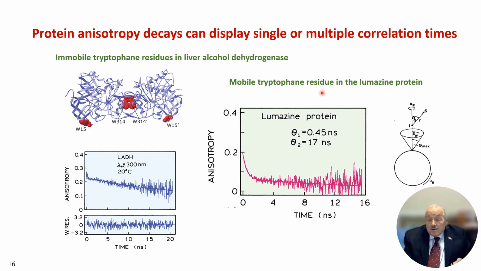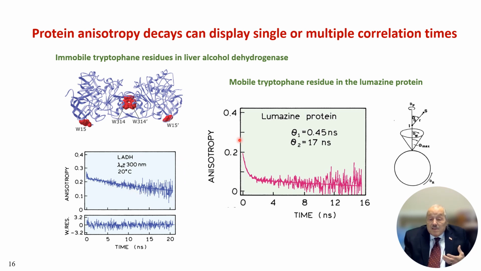In the case of proteins, we're now looking at the tryptophans in proteins, you can get almost any type of anisotropy decay. Liver alcohol dehydrogenase has two types of tryptophan residues in the homodimer, but the tryptophan residues are really rigidly linked to the protein and only show the overall rotational correlation time, which is what the slope is here.